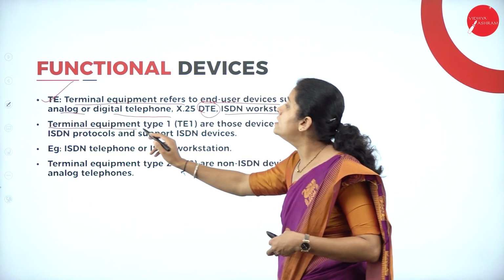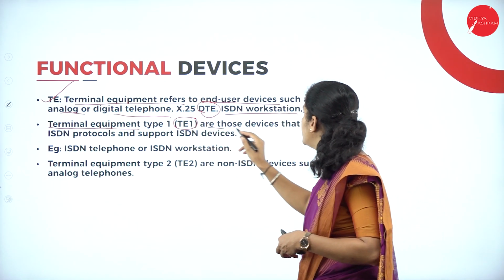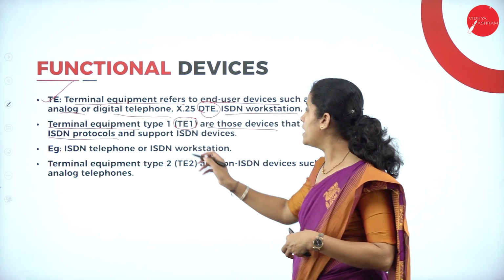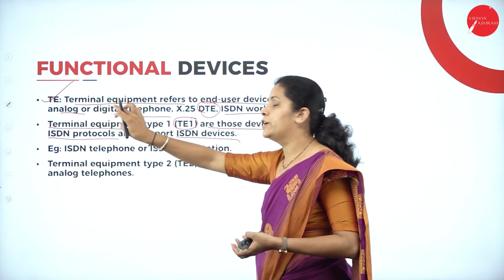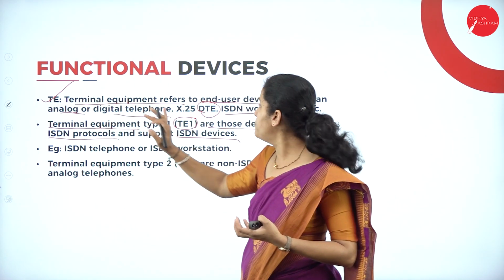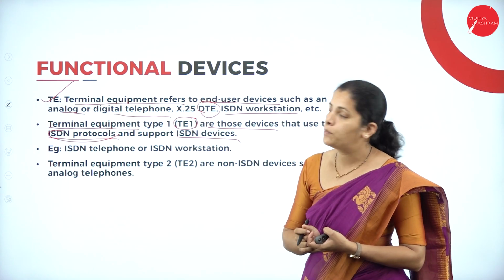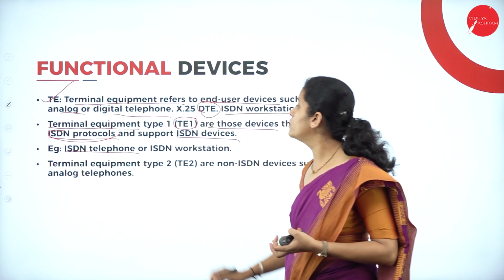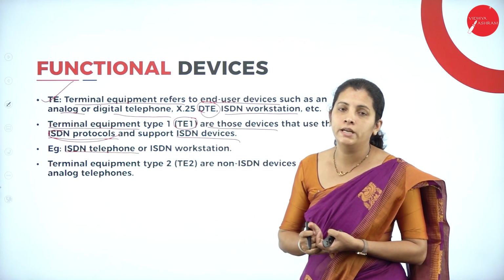So here the terminal equipment type 1, that is TE1, are the devices that are mainly used for ISDN protocols and it supports ISDN devices. That means TE is further divided into terminal equipment type 1 and terminal equipment type 2. If we are using terminal equipment type 1, then it is responsible for ISDN protocols as well as it supports ISDN devices. So the examples here are ISDN telephone or ISDN networks. These two are the examples for terminal equipment type 1.